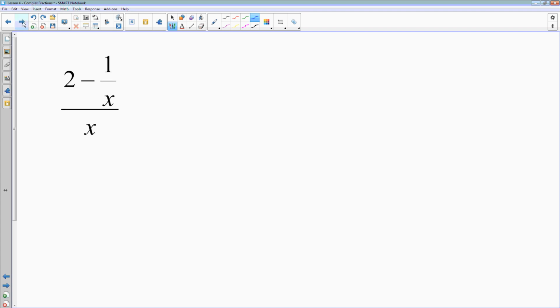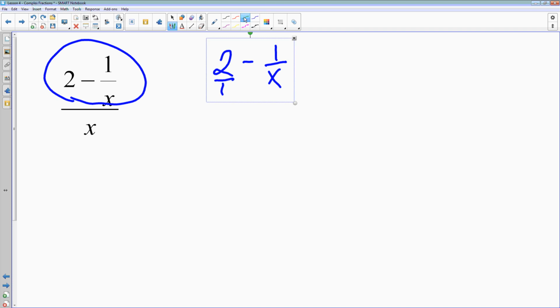All right, my second complex fraction is a little bit more complex because notice your numerator, right, is not one fraction. So we're definitely going to want to do some side work there. So we have 2 minus 1 over x. So the first thing we need to do when we're adding or subtracting fractions is get our LCD. And the LCD between 1 and x is x.